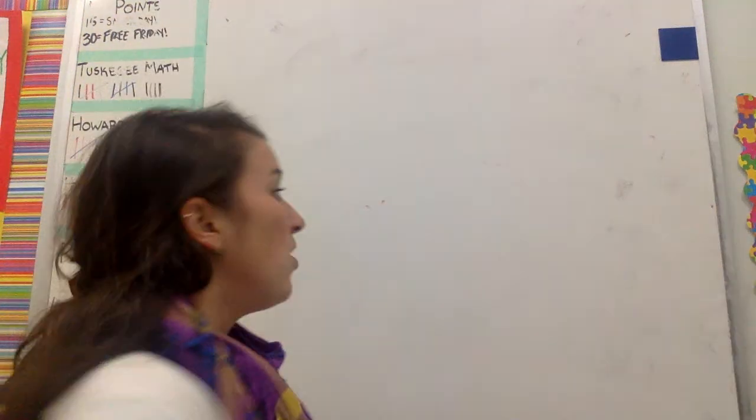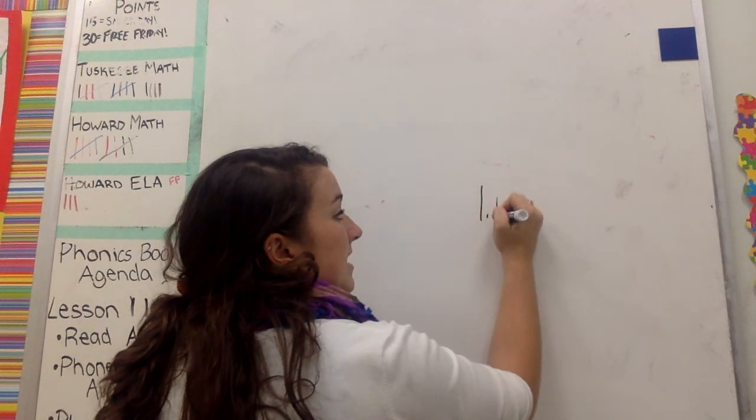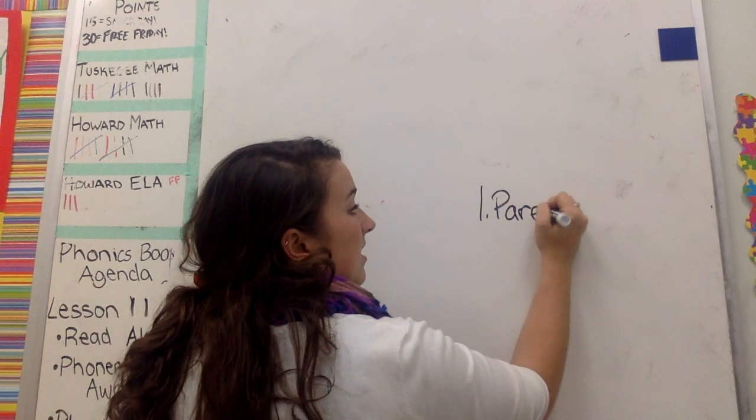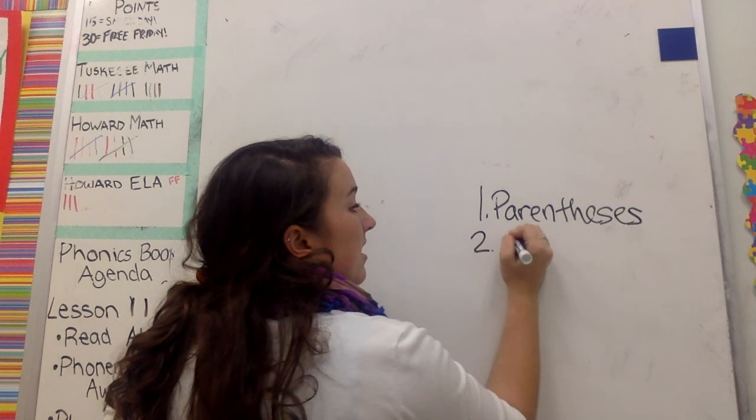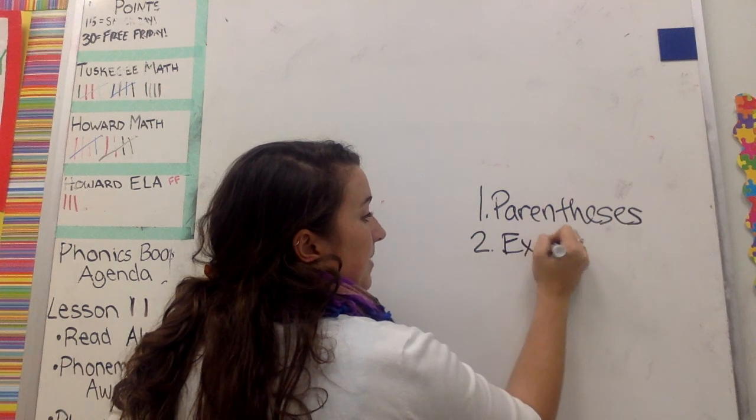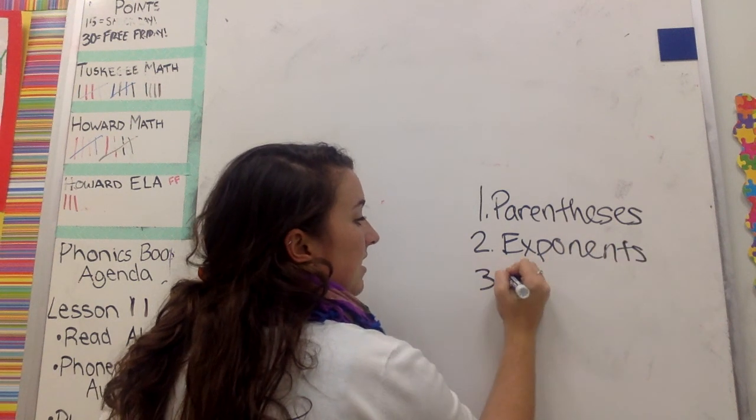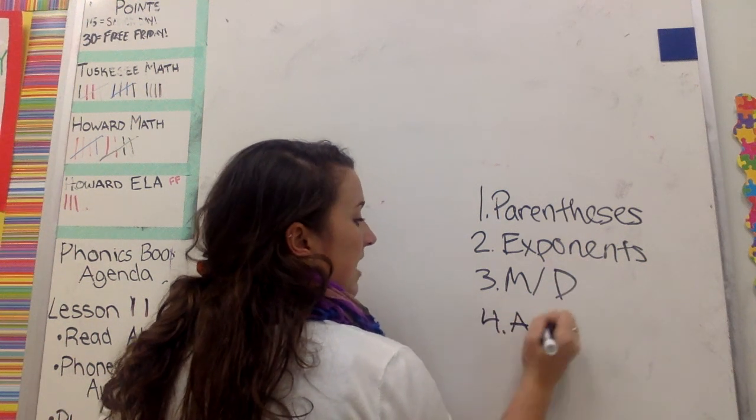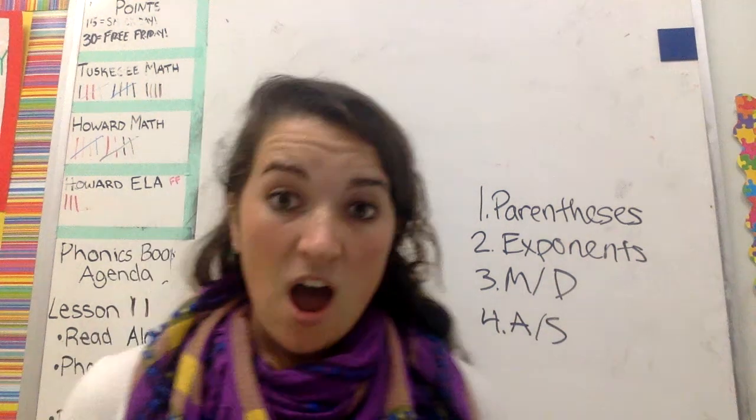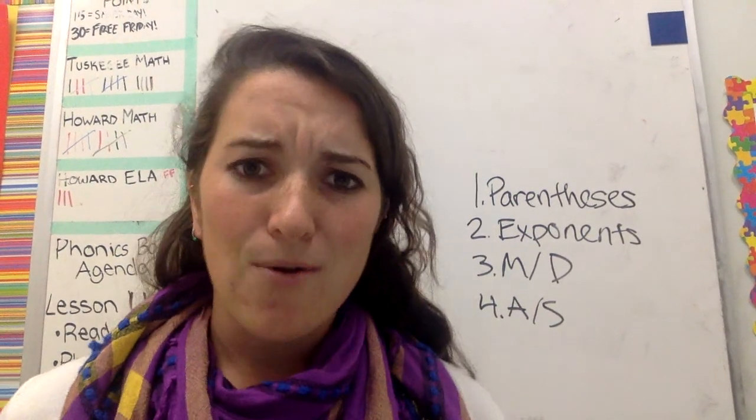So first thing we do, write down your order of operations at the top. Number 1 is parentheses. Number 2 is exponents. Number 3 is multiplication and division. I'm just going to write M/D. And number 4 is addition and subtraction, A/S. All right, once you have that copied down at the top, let's just go over number 1.